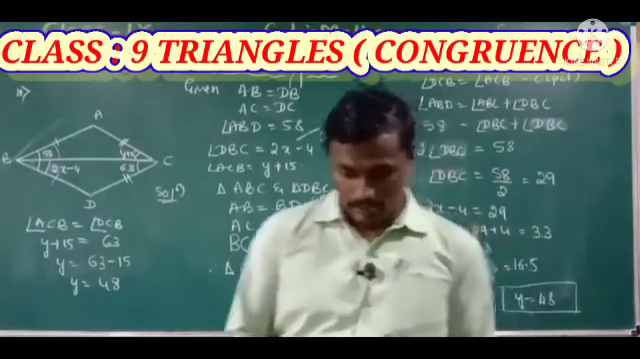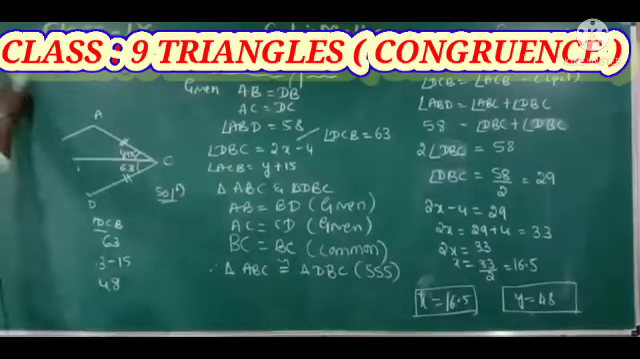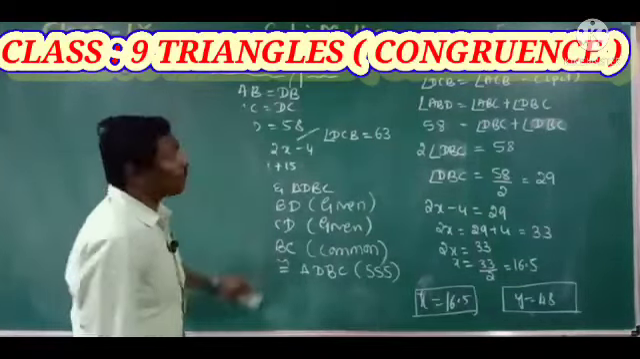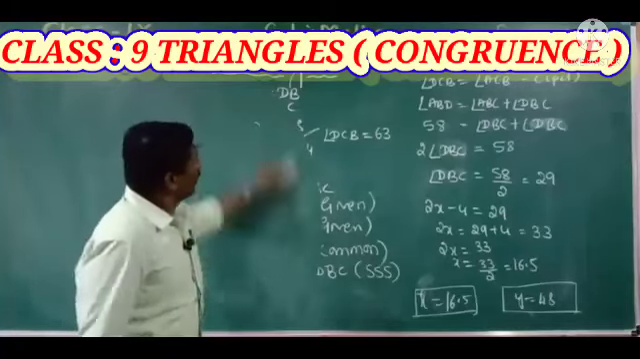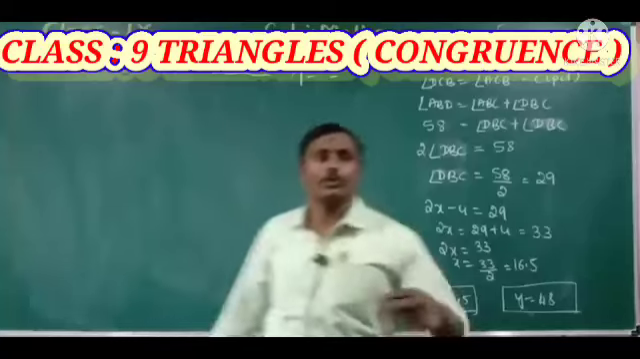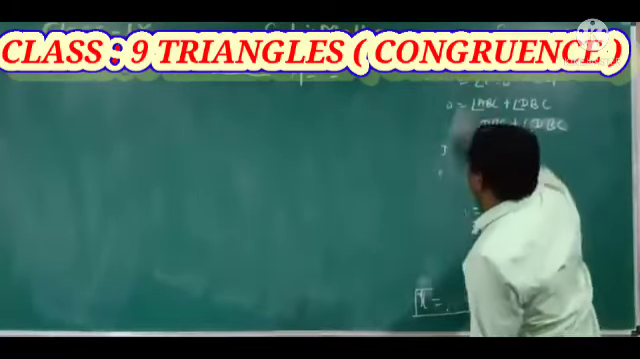Okay, next, see the fifth question. In this type of question, first you need to show that the triangles they have given are congruent. Once you prove that two triangles are congruent, you can easily find the x and y values.